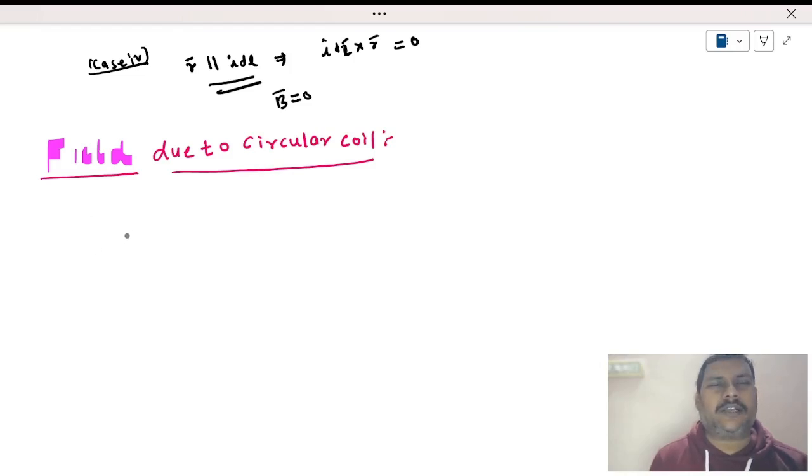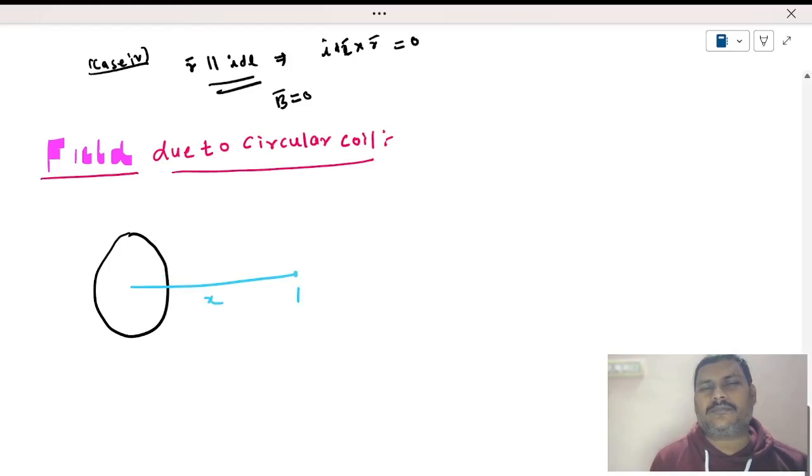So now consider a circular coil here. At a distance x from the center of the circular coil, consider one point P. On the circle, consider one dl element, with the current in this direction. This dl element is tangential, this is the radius of the circle R, and this is the distance between the dl element and the point.